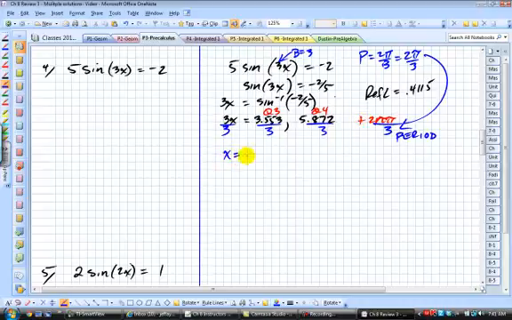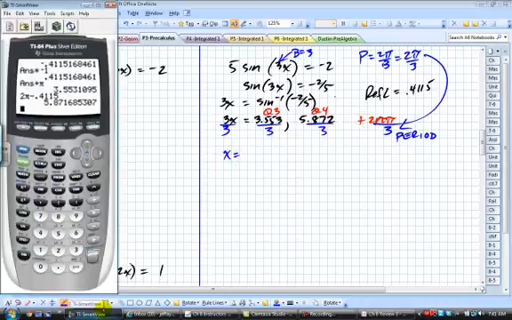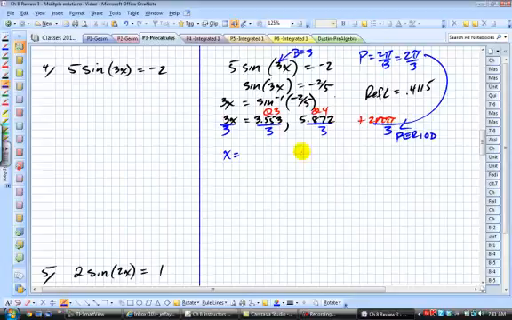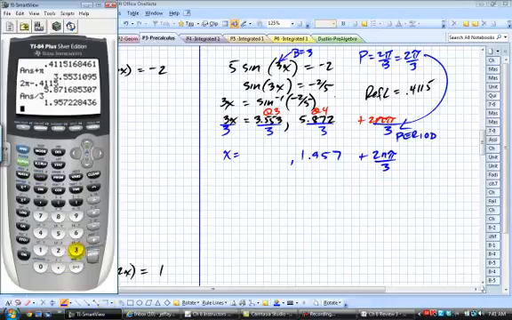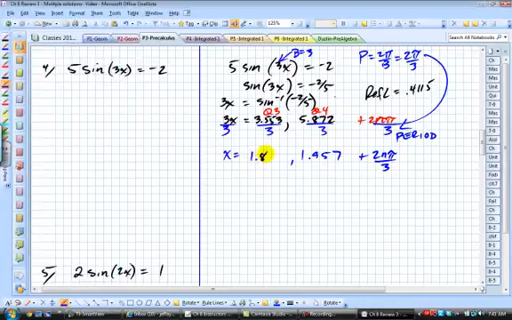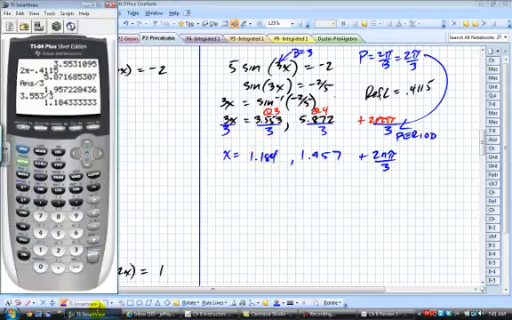So what do I get? Like I said, it's a calculator problem. I might as well just take this one first and divide it by 3 because it's already on the calculator. And I get 1.957, plus 2 pi thirds, multiples of the period. I have to take this one here and also divide it by 3. 3.553 divided by 3 would be about 1.184. So I'll write it down correctly here, 1.184. Let me verify that. And that looks good.